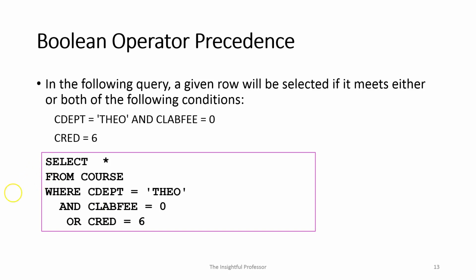So we're going to say select the rows from the course table where the department is equal to theology and the lab fee is equal to 0. Both of those are kind of bound together. So we will get theology courses with a lab fee of 0. The or introduces what we'll call an independent condition. We'll get the rows that have a credit value of 6 regardless of the other stuff. Let's take this and look at this in a bit of detail. Okay, so we're looking at a department of theology, a lab fee of 0, credit of 6. And we're going to use our two connectors. We'll go ahead and fire this up.